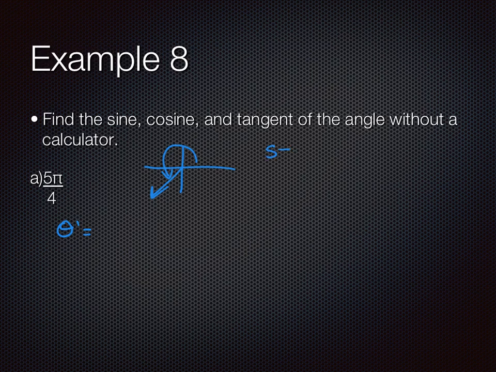I would have to subtract from pi. I'd go minus pi, 4 pi over 4, and that's pi over 4, right? That's my reference angle. Everybody with me so far? What's the coordinate point at pi over 4? Root 2 over 2 and root 2 over 2. So that part I already know from the pi over 4 part.